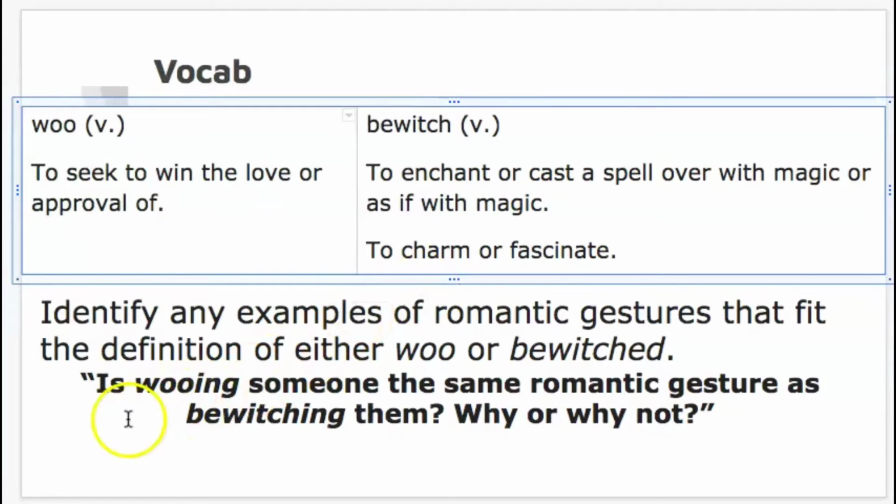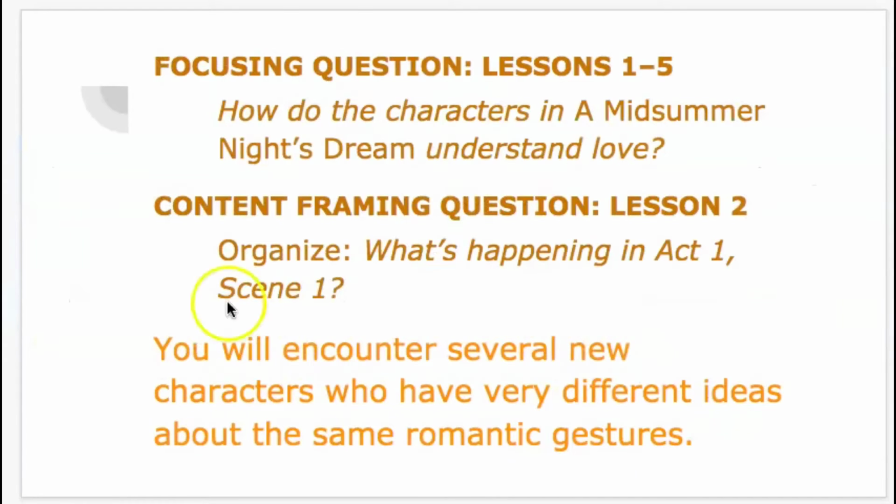So I want you to ask yourself, now that you know what the words woo and bewitch mean, and please write these definitions in your journal: is wooing someone the same romantic gesture as bewitching them? Why or why not? Look at the focusing question and content framing question for this lesson. How do the characters in A Midsummer Night's Dream understand love? Today, we're going to be focusing on organizing what's happening in Act 1, Scene 1.